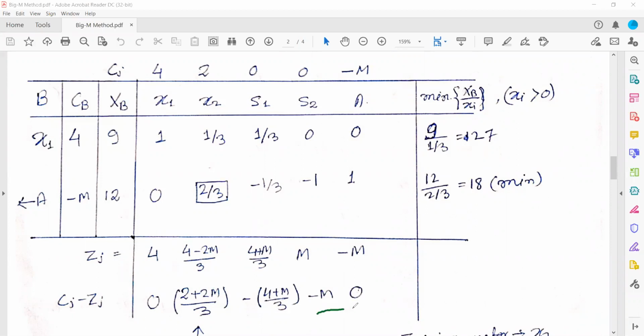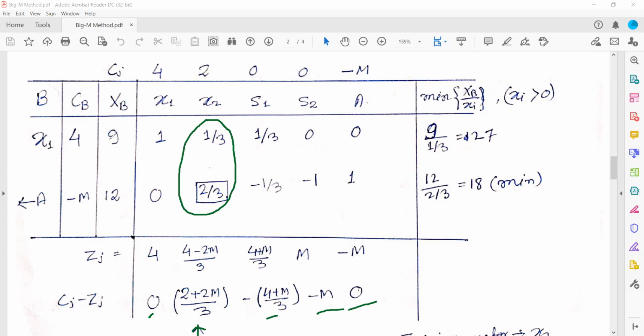Now you check whether all are negative. No. This is negative, this is 0, this is negative, this is 0. But this is positive, because M is a very big number and this M is positive. So you are getting a positive value of CJ minus ZJ. That means you have still not arrived at your optimal solution. So this will be your key column. Now to find the key row, we need to find this ratio XB by XI, with the key column.